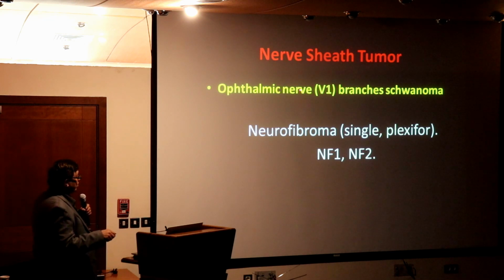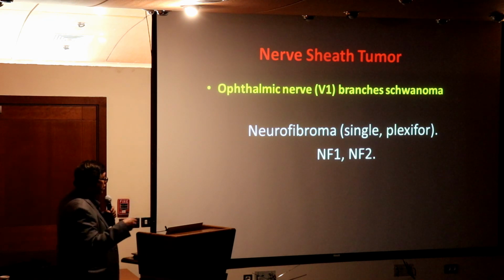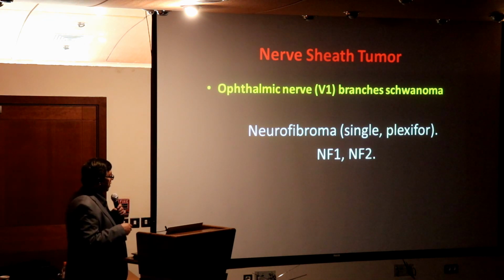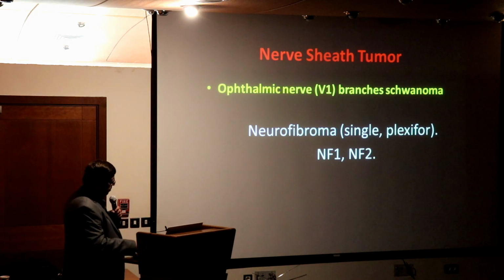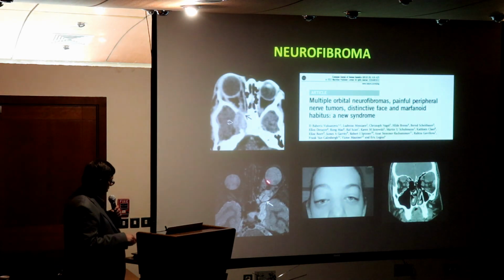You can have tumors from the nerve sheath like the frontal nerve or whatever nerve in the orbit. Usually we involve V1, and in neurofibromatosis it could be single or plexiform. It could happen in NF1 and in NF2. Example of these plexiform neurofibroma. This is not my cases, this is published in this paper.